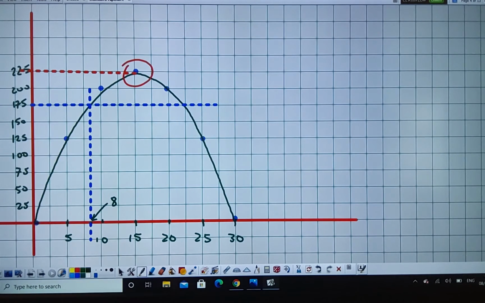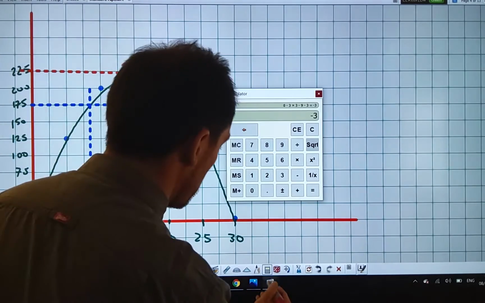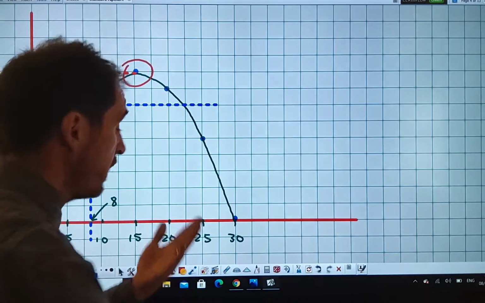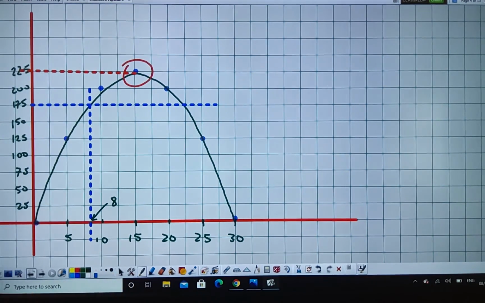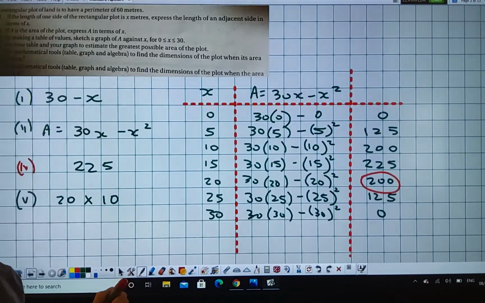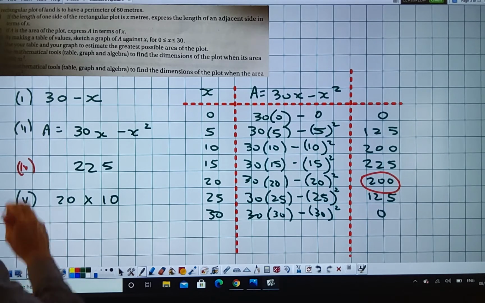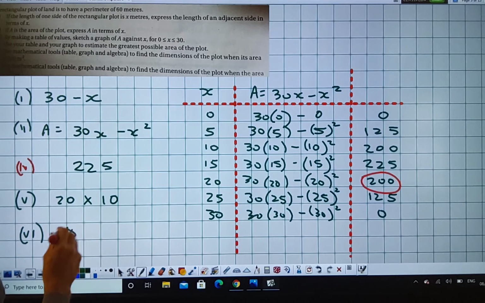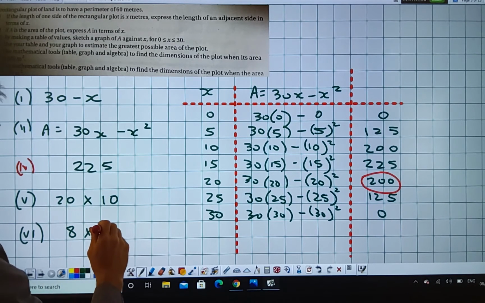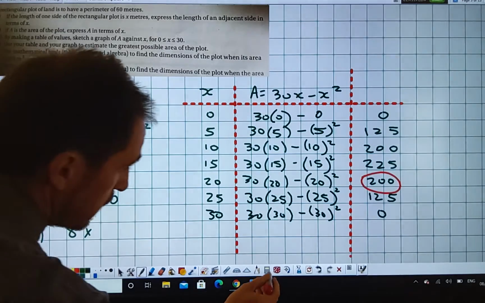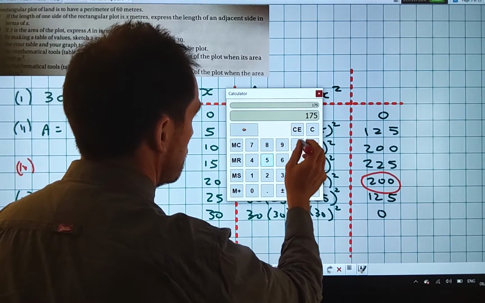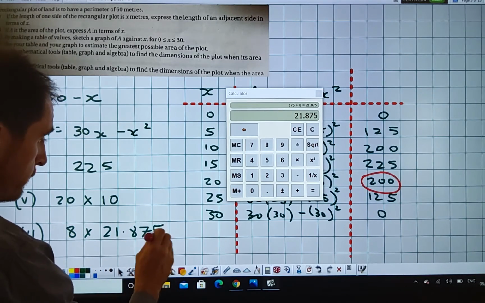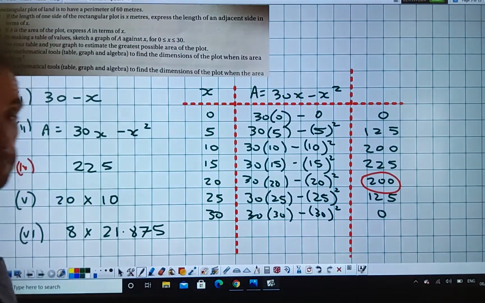Okay, so 8 times 22. And if you put it into your calculator, 8 times 22 is 176. So you're very, very close to that there. And again, it's an estimate. So for part 6, the dimensions of the plot when it's 175 are roughly 8 times 22. You can also just do 175 divided by 8, which is 21.875. And that's all there is to that question.